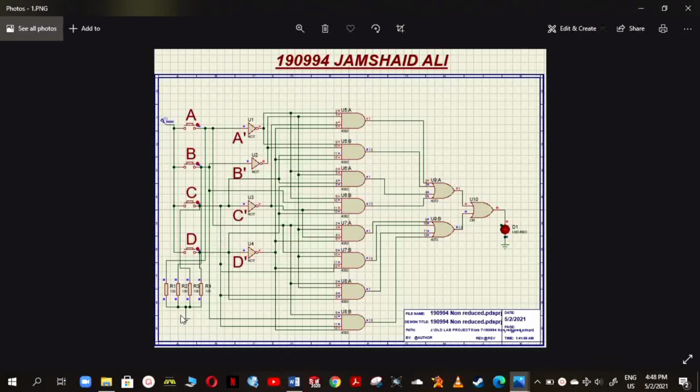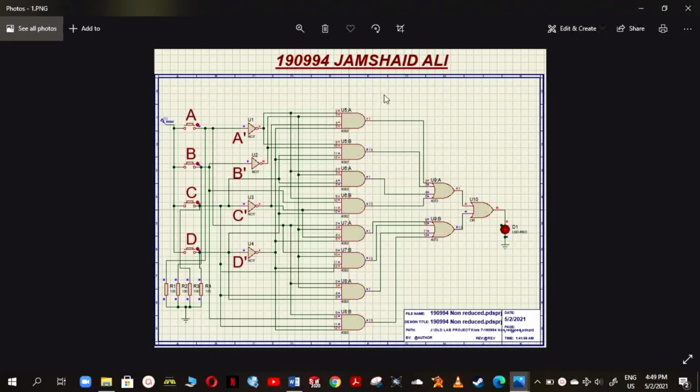Here I attached the resistors because I am not using logic states or logic probes. I am using buttons, so here we need resistors. And then I connected all the resistors to the buttons and then grounded them. So now we have the Boolean expressions of non-reduced form.